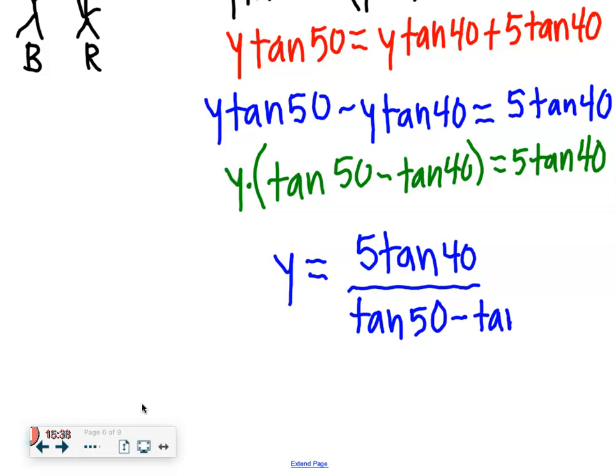Okay, now we have to crunch this in our calculator. 5 tangent 40 divided by tan 50 minus tan 40. Okay, so 5 tangent 40 is 4.2. Then tan 50 is 1.2. Try 5 tan of 40 again. I got 4.19. I got 4.2.